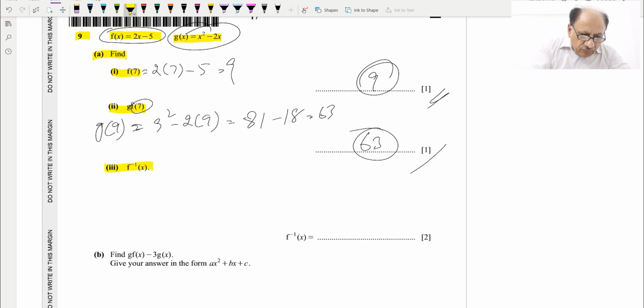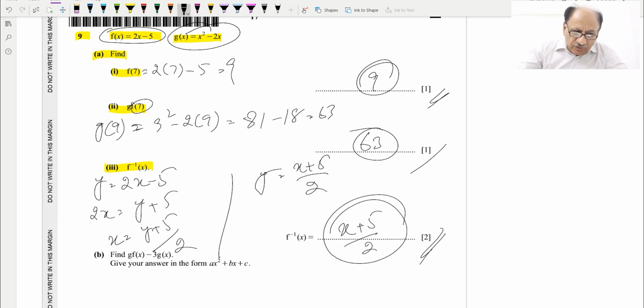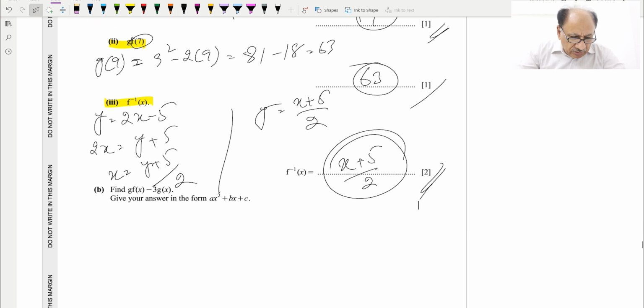Then they are saying f inverse. For f inverse, we will be taking f of x, and we can write it like this, and we'll have to make x the subject. So we can write 2x is equal to y plus 5, and x will be equal to y plus 5 over 2, and further we can swap x and y. So y is equal to x plus 5 by 2, which will be our final answer for this inverse, and this is a 2 mark question.